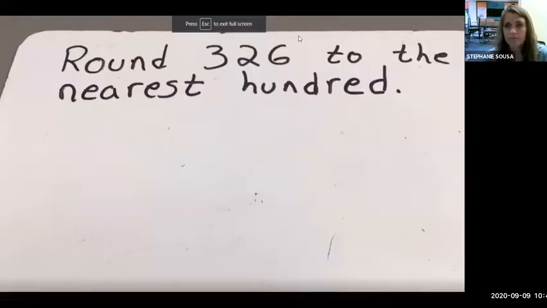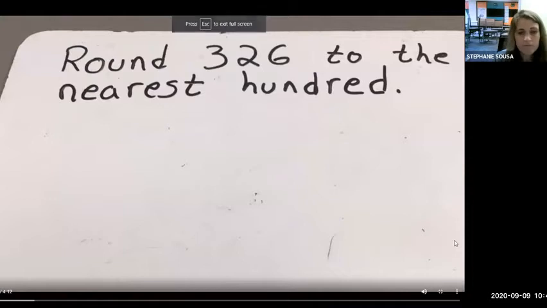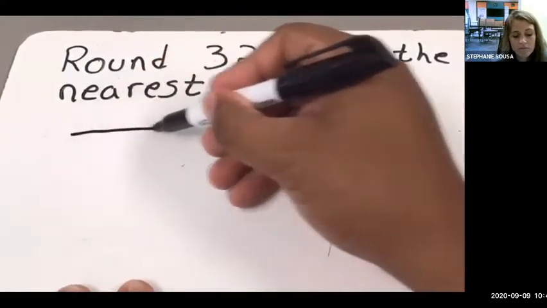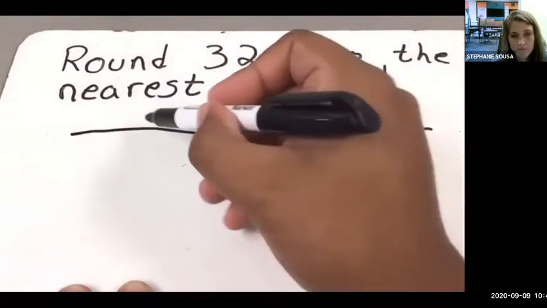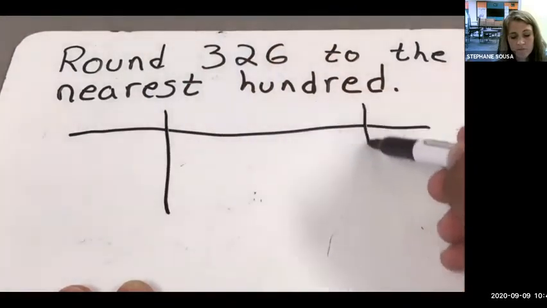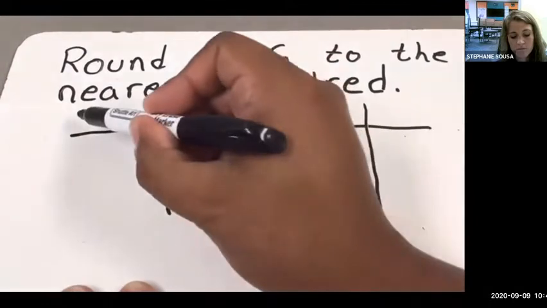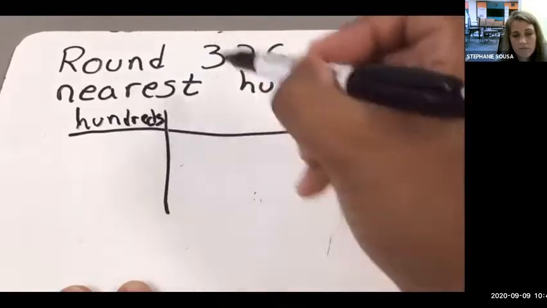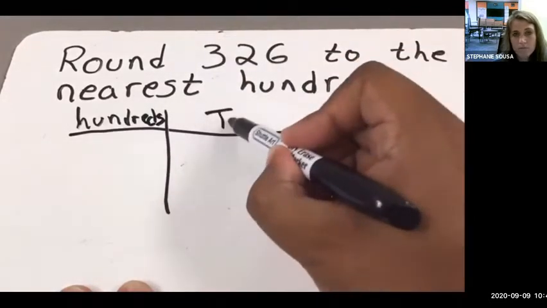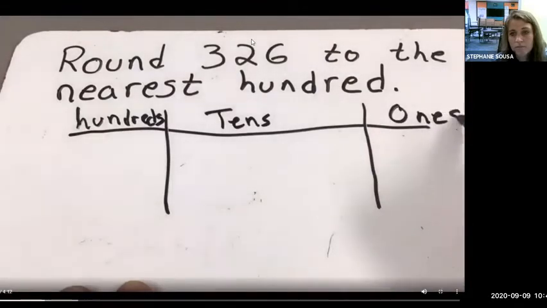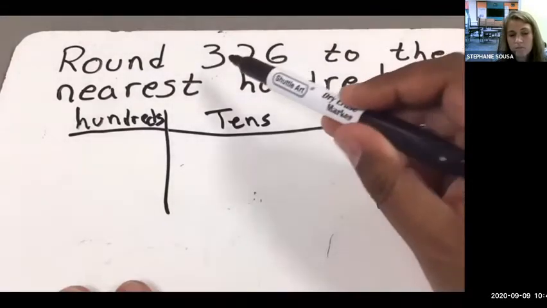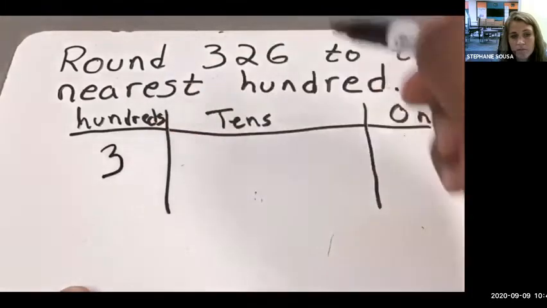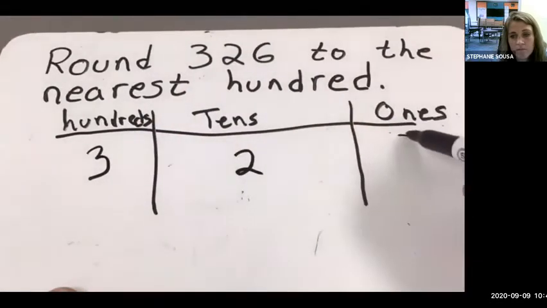Hey everyone, here's one way you can round numbers that have 3 digits. First, let's draw out a place value chart to help us out. So to draw a place value chart, here's what you want to do. What I do is I like to draw a line like this and divide this line into 3 sections. Here are the hundreds, tens, and ones. Make sure to put all digits in their correct place value place. So 3 is in the hundreds, 2 is in the tens, and 6 would be in the ones.